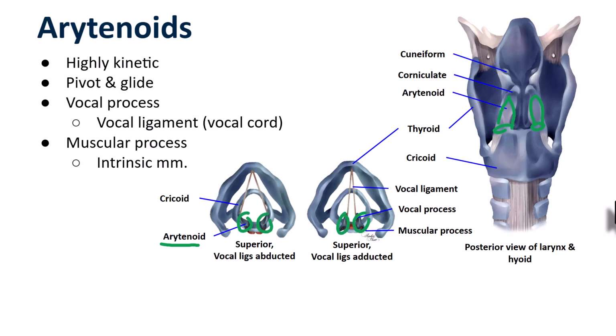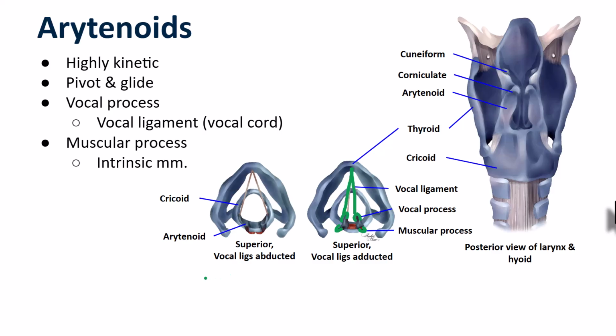Now let me delete this so that we can take a closer look at this. These arytenoid cartilages anteriorly have vocal processes and laterally have muscular processes. Now the vocal processes are going to attach to vocal ligaments, which attach to the thyroid cartilage, like so. These are going to be the basis for the vocal folds, or the vocal cords, once they're covered over by mucosa.